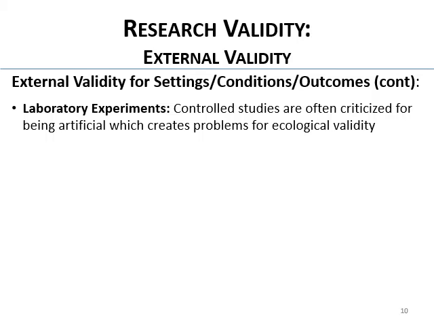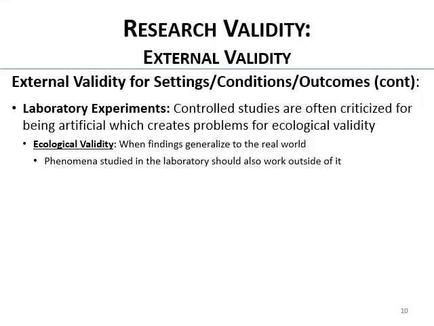So laboratory experiments are frequently criticized because they're kind of artificial, right? They're all controlled and artificial, and they might therefore lack what we call ecological validity. Ecological validity is when your findings generalize to the real world. So going from the lab to the real world doesn't always work. It's the same problem with efficaciousness versus effectiveness. So phenomena that are studied in the laboratory should work outside of it, right? You'd think.